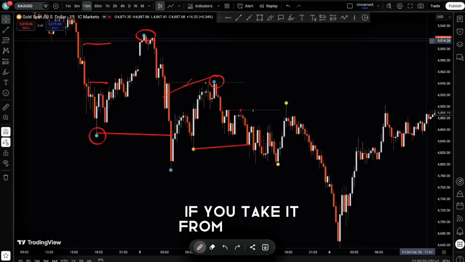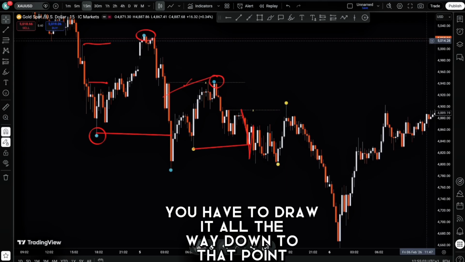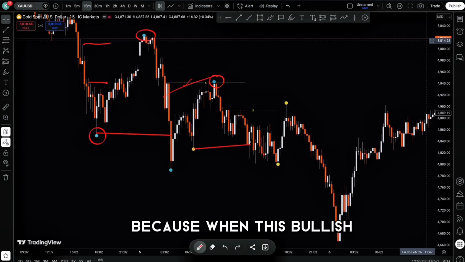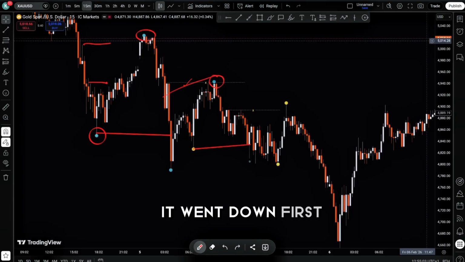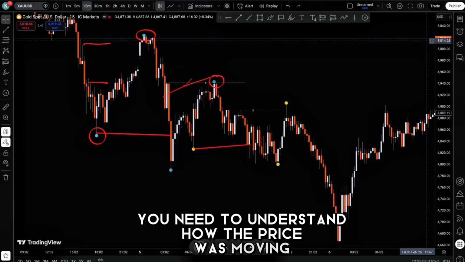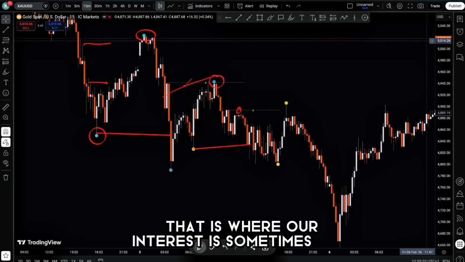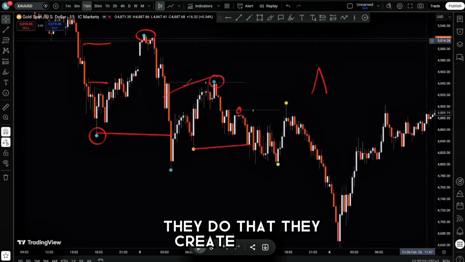If you take it from here, you can see that all the candle came to this point before it retraced. You have to draw it all the way down to that point, because when this bullish candle opened, it went down first, and that is what you need to know. You need to understand how the price was moving, and then the high that caused that is where our interest is.